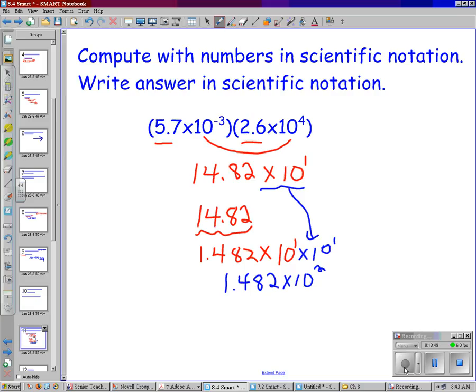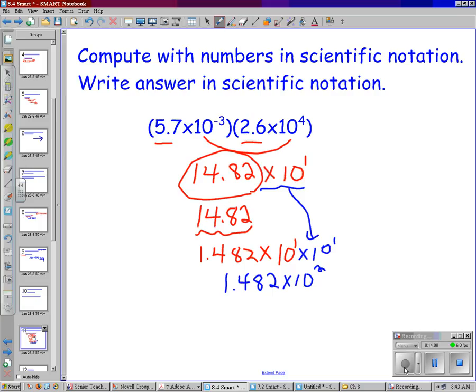So my little math help to you is to look at the number that's not written in scientific notation and go ahead and put it in scientific notation and then attach the rest of the times 10 and finish it up. Your answer will always be in scientific notation.